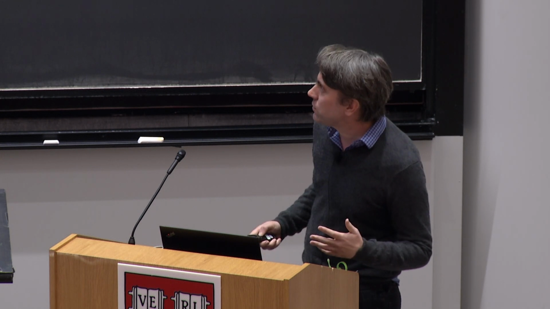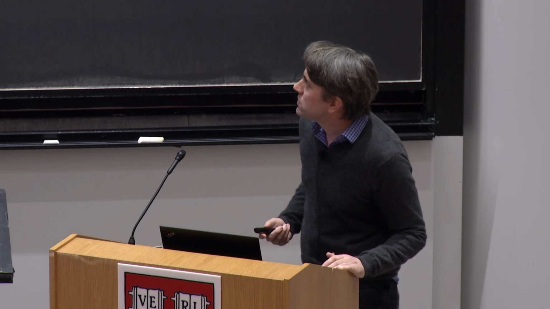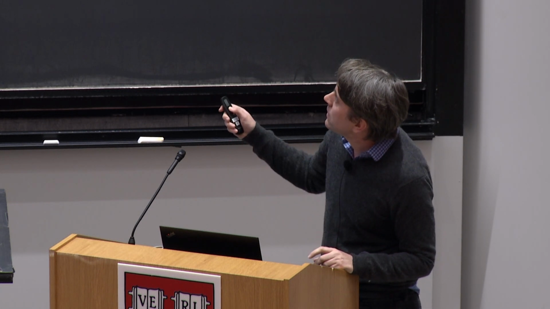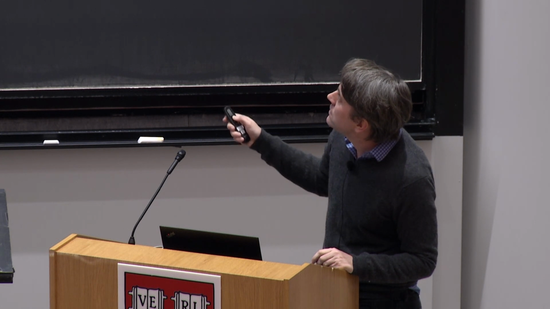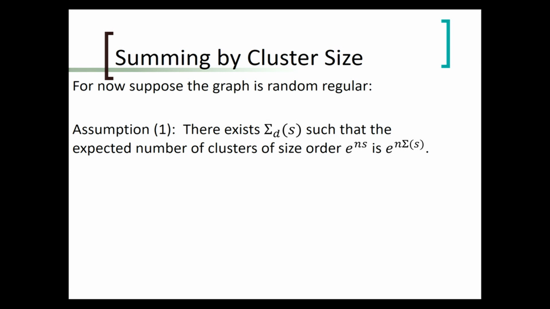So we start off with an assumption, which is that if we look at the number of clusters of size e to the ns, the expected number will be e to the n times sigma of s for some function sigma. So we'll assume that such a function exists. Okay, and then do calculations around that.